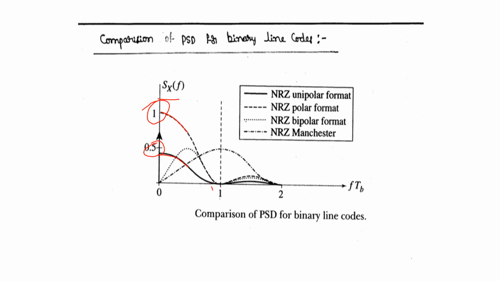When you come to the Manchester format, the bandwidth is 2 by Tb. It is twice that of the line coding techniques I have discussed so far. So that is a disadvantage in the case of Manchester, but the decoding is easier at the receiver because there are two levels for each bit. So there is no error. The error probability is very low in the case of Manchester encoding.